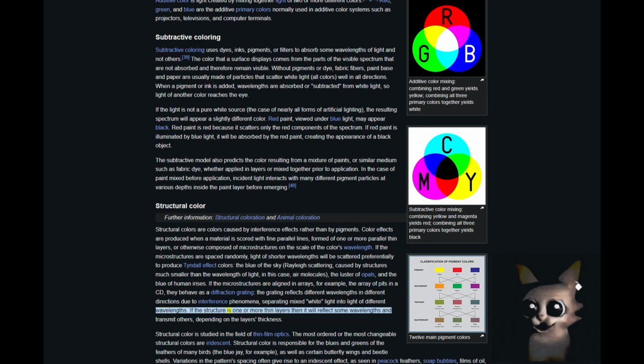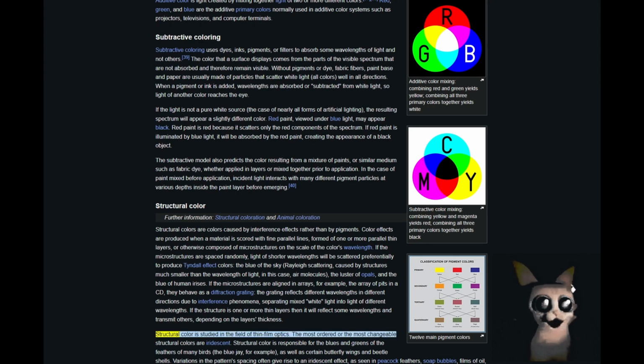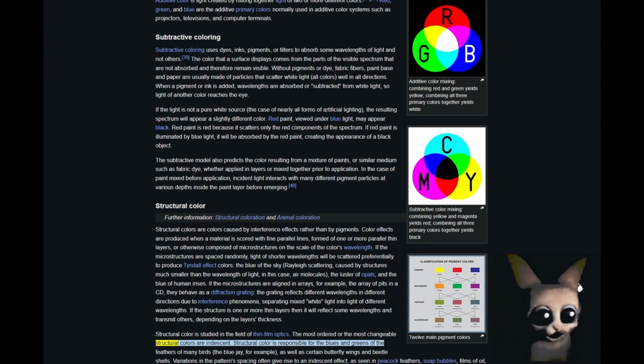If the structure is one or more thin layers, then it will reflect some wavelengths and transmit others, depending on the layer's thickness. Structural color is studied in the field of thin film optics. The most ordered or the most changeable structural colors are iridescent.